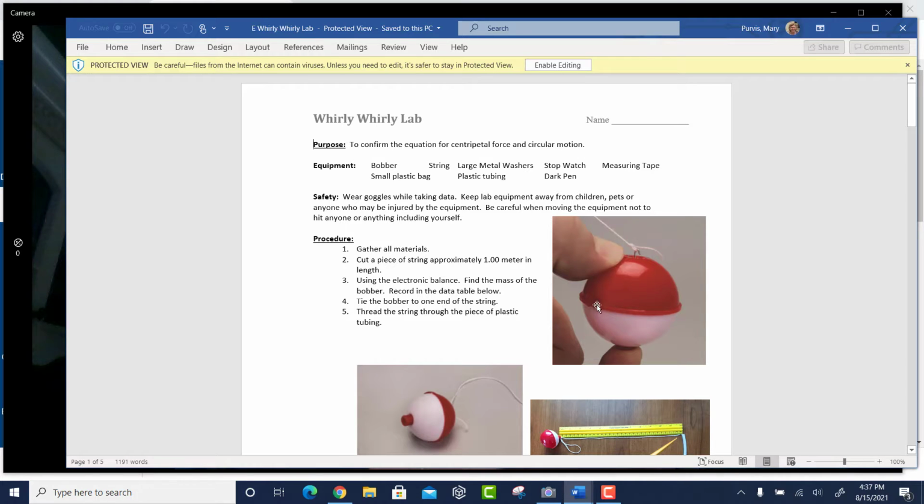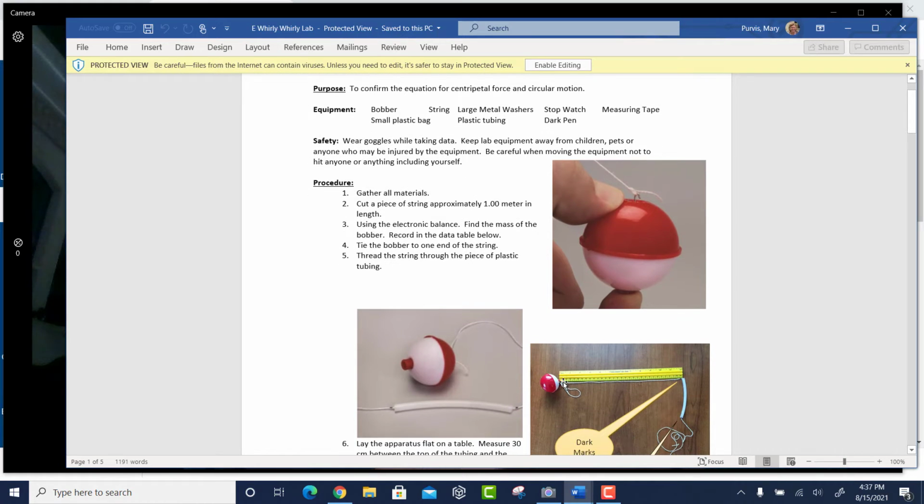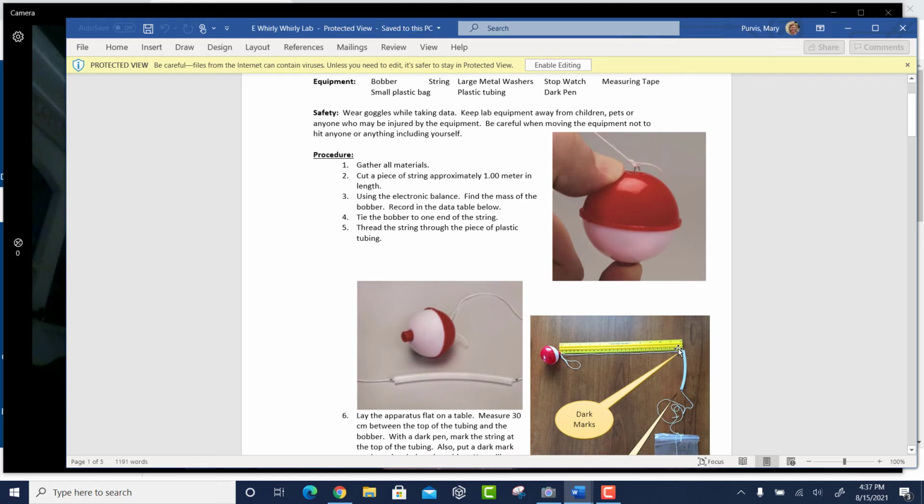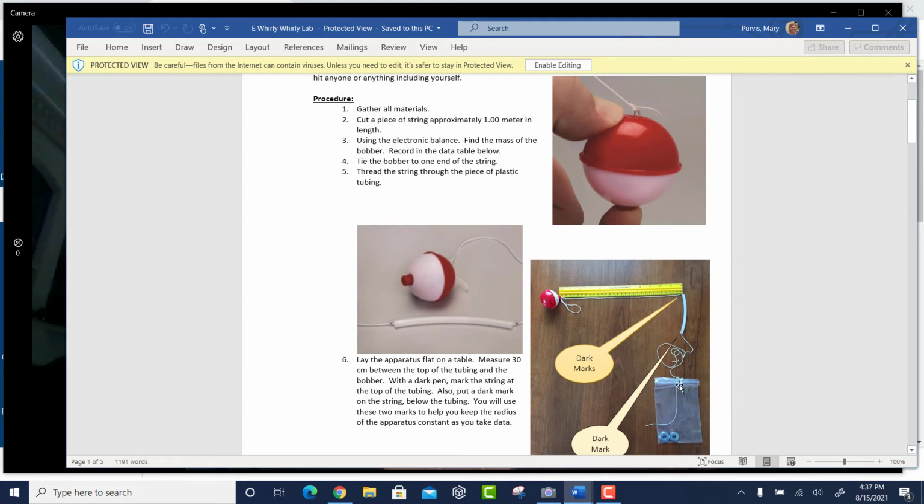In your lab kit, you have a small bobber. You're going to tie this on at the end of a string, then take that string, measure out a 30-centimeter radius. I think that's what it's asked for in the lab. Take that string, put it through a piece of plastic tubing, and then keep going downward. Put that string down and then tie it to a baggie.